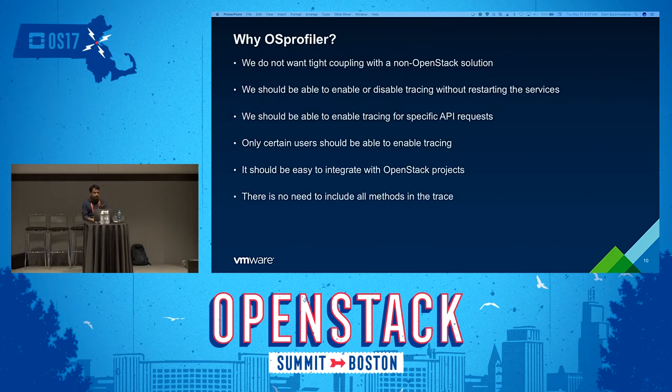So a natural question could be, why OSprofiler? Why can't we use Zipkin or say cProfile? The short answer is the scope is totally different. We don't want any tight coupling with a non-OpenStack solution. At the same time, we should be able to enable or disable tracing without restarting the service. And in some cases, we should be able to enable tracing for specific API requests. So we don't want to enable tracing for all types of APIs.